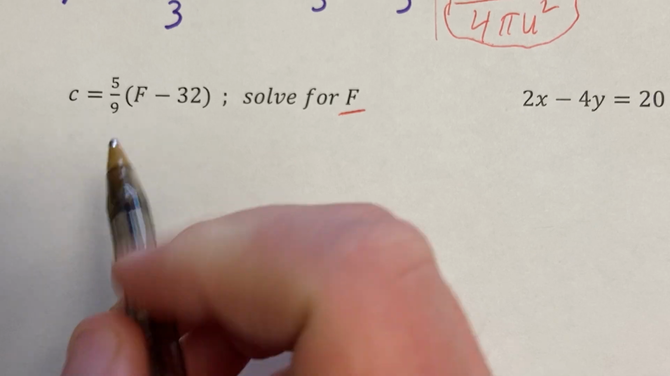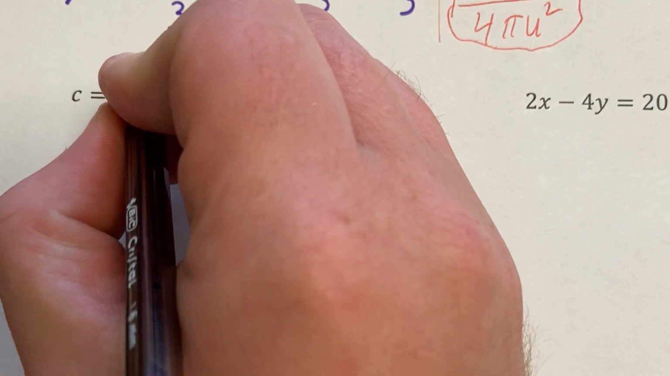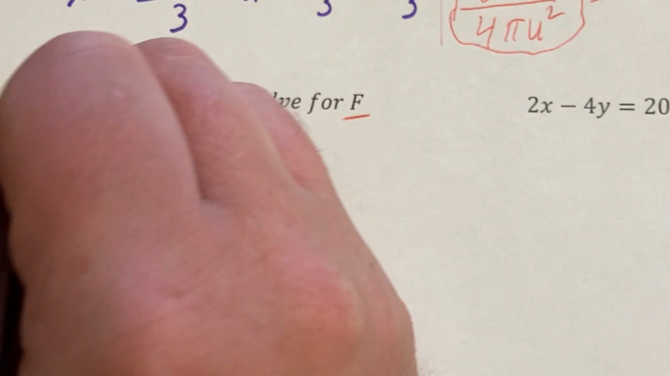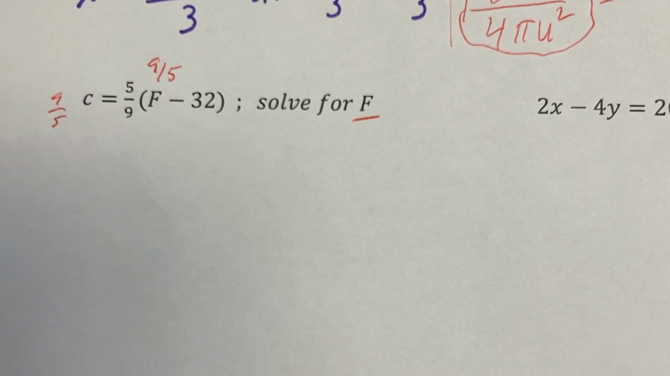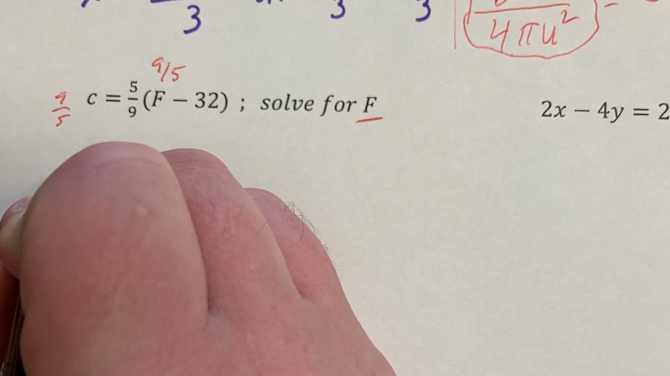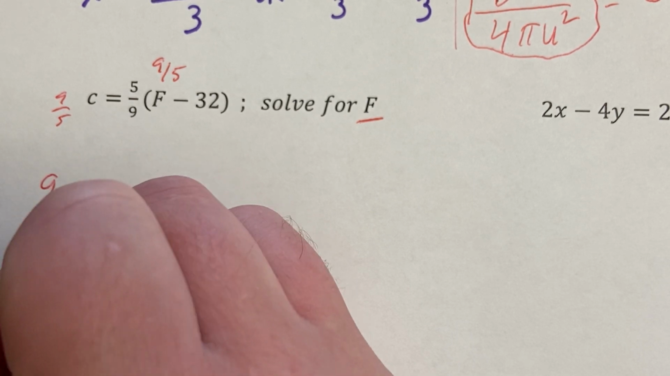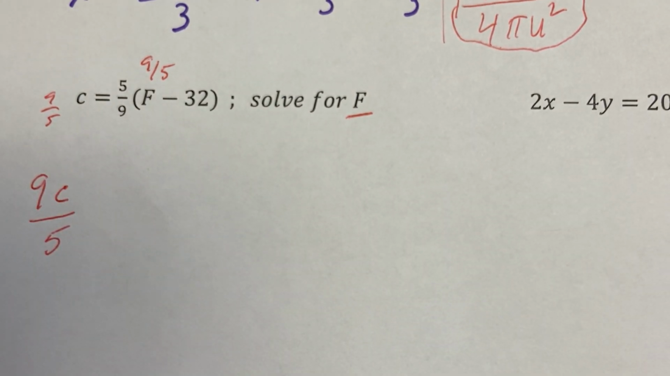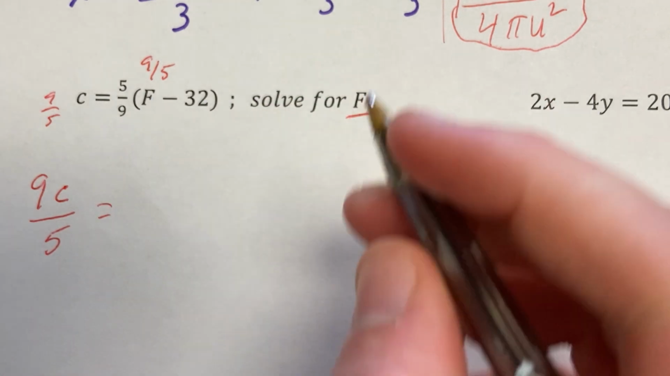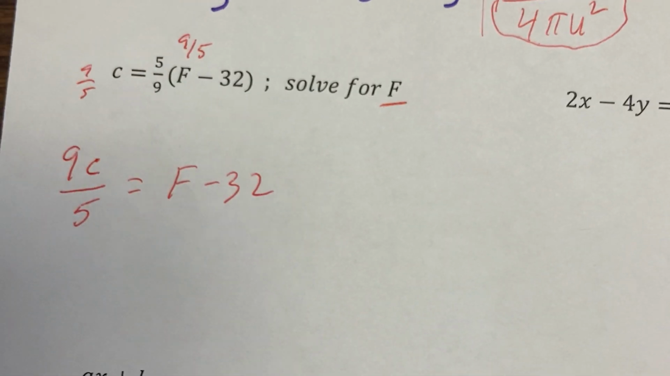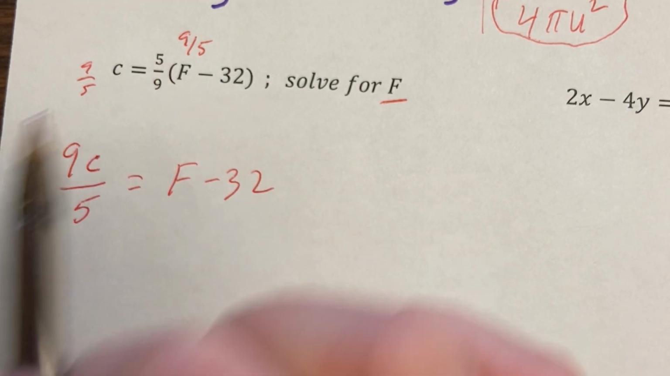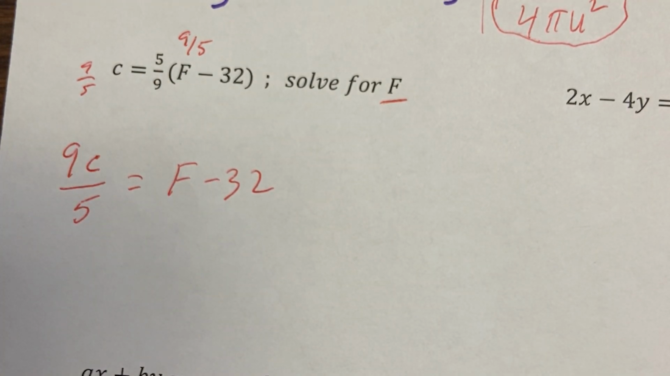So again, we can divide fractions or multiply by the reciprocal. So I'm going to go ahead and multiply both sides by 9/5. I have 9c over 5, or 9/5 c, is now equal to f minus 32. Now, you could have distributed there, but I think you're going to add a couple steps. If I don't need anything of that 5/9 and that's just causing more problems for me, I'm just going to move the whole thing away in the beginning.